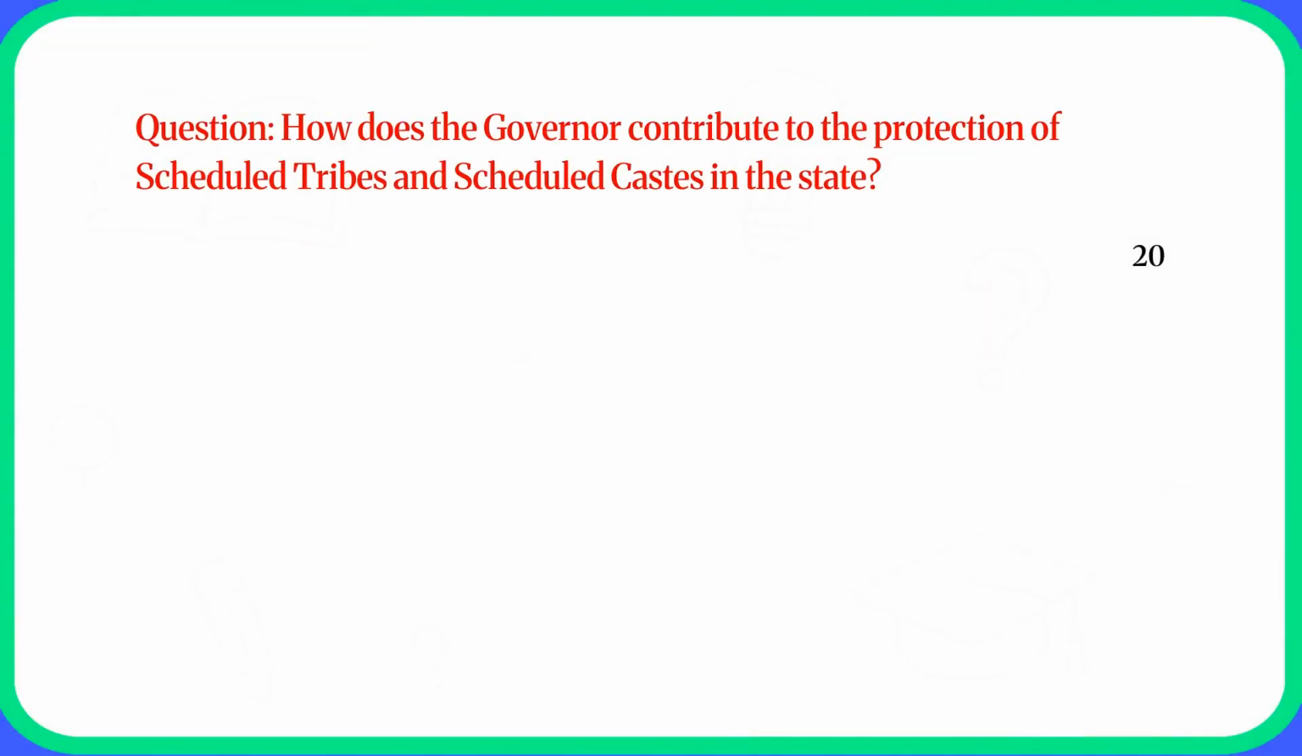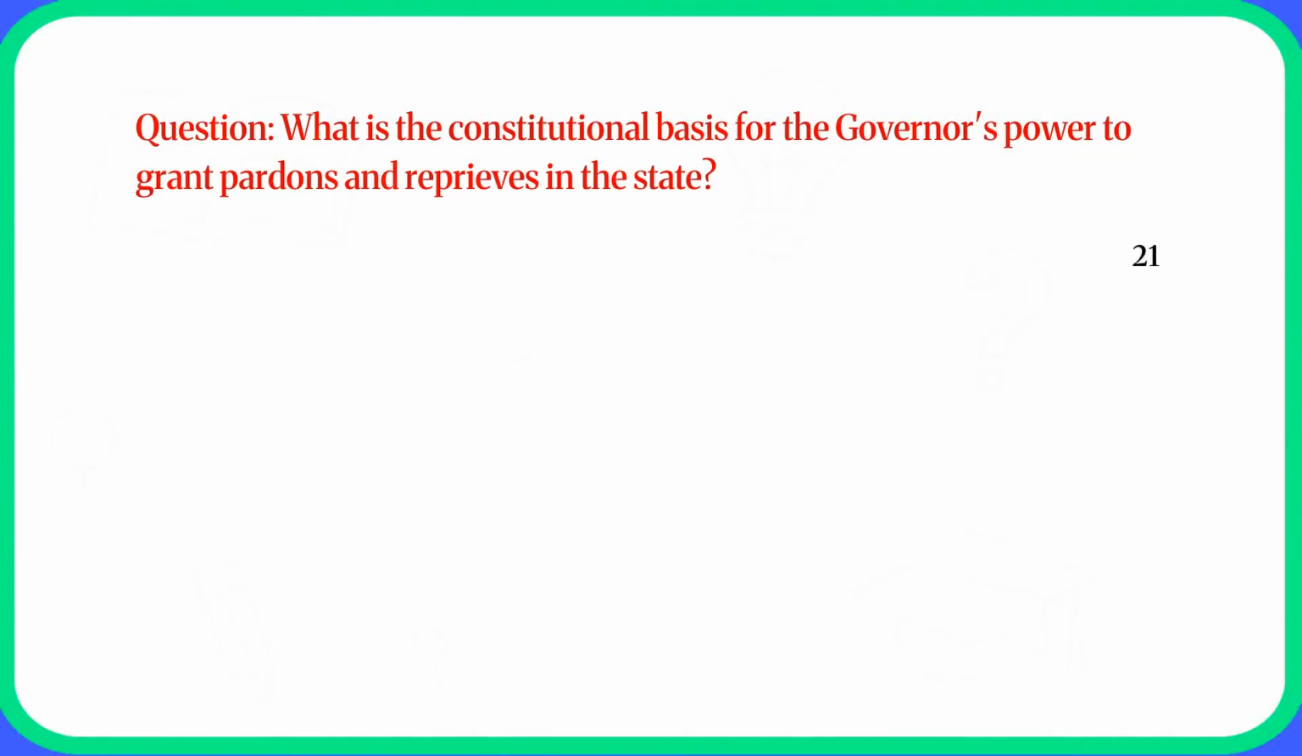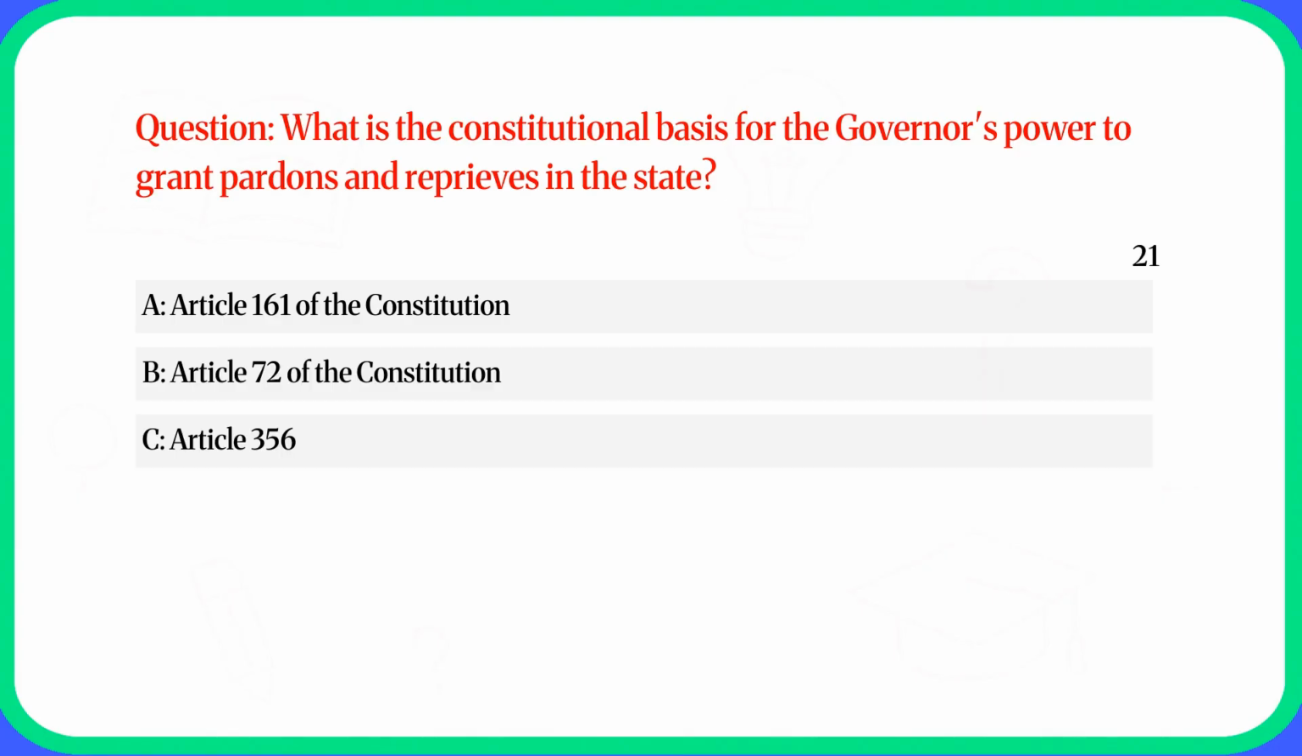Question. How does the governor contribute to the protection of scheduled tribes and scheduled castes in the state? Answer C. By ensuring implementation of constitutional safeguards. Question. What is the constitutional basis for the governor's power to grant pardons and reprieves in the state? Answer A. Article 161 of the Constitution.